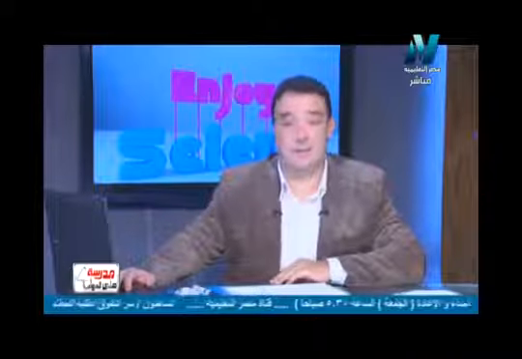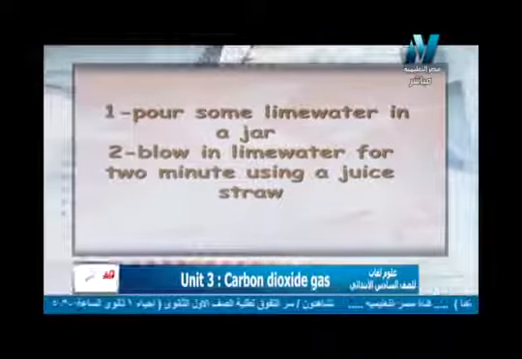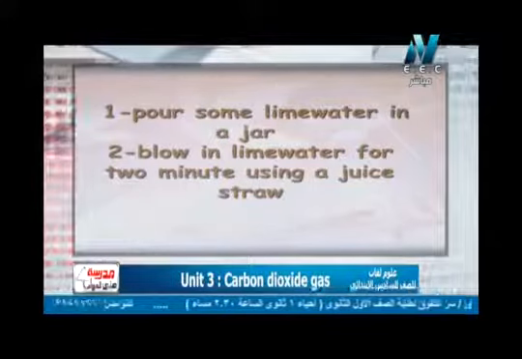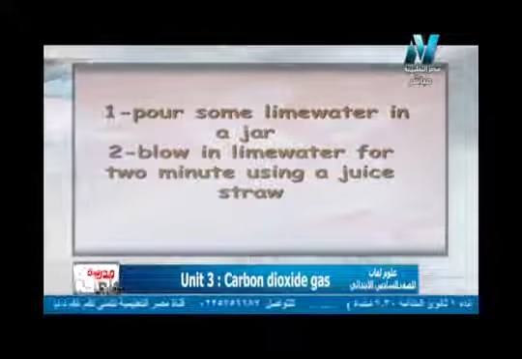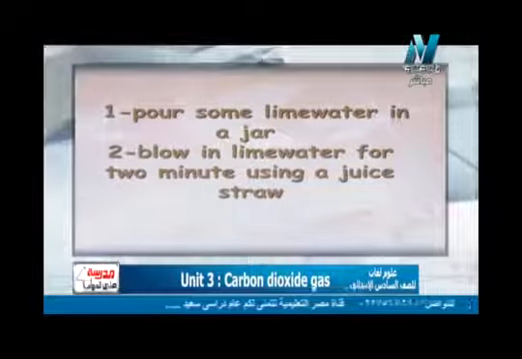The activity says to pour some lime water. We put a quantity of lime water, a substance we call ماء البير, and this substance is very dangerous. That's why we advise you, please, never do this experiment except under the supervision of your teacher.